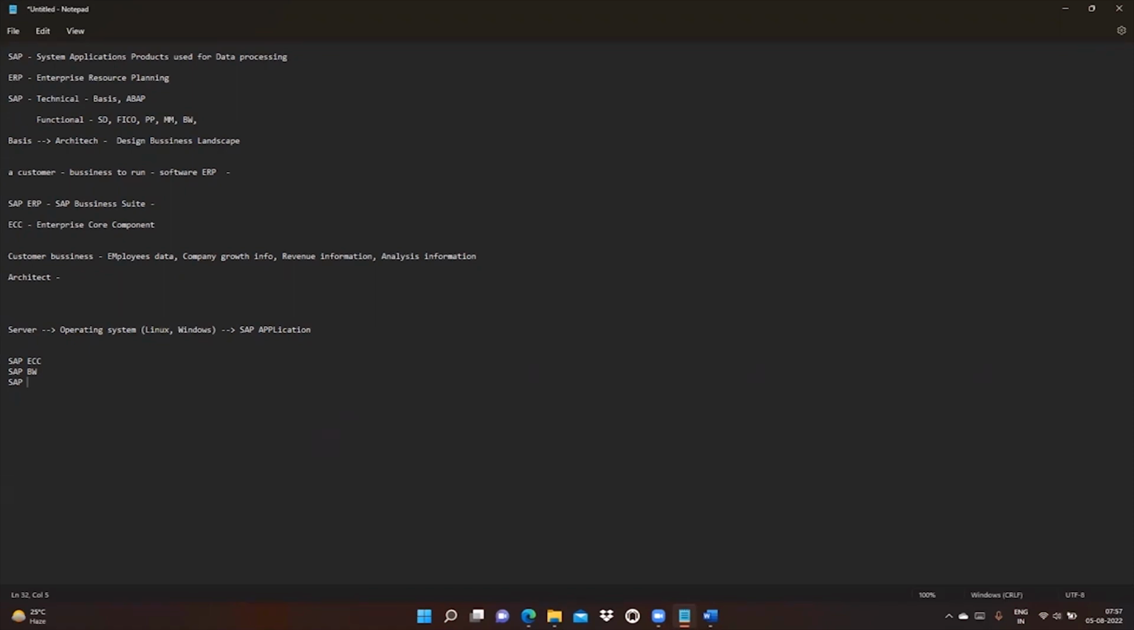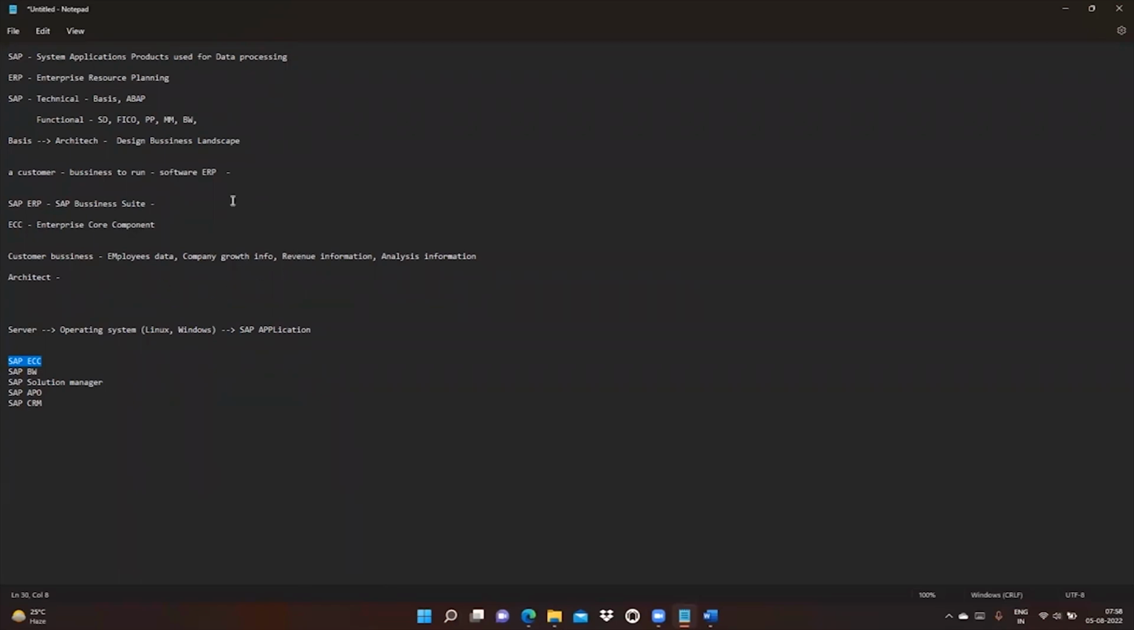We'll be having BW, we'll be having Solution Manager system, and we'll be having APO system, we'll be having SAP CRM systems, and we'll be having many other SAP applications. Generally, we'll be having different applications, each of which is serving their own purpose.